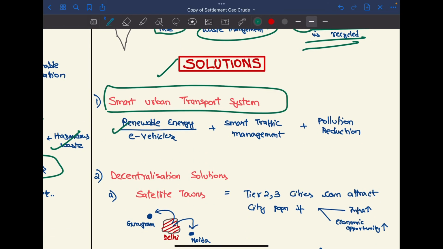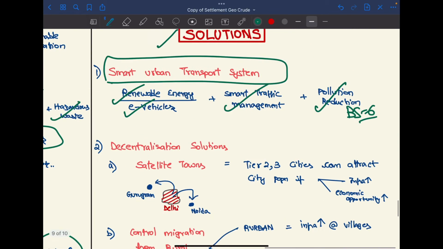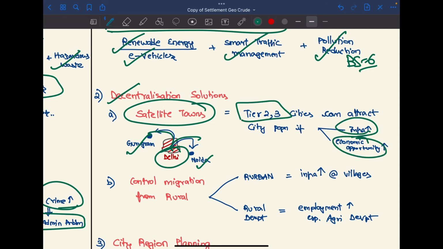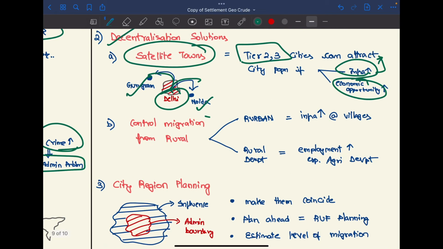This will lead to the use of renewable energy like e-vehicles, smart traffic management, and pollution reduction like implementing BS6, etc. Next, we have decentralized solutions like satellite towns. For example, if you develop Noida and Gurugram more and more, the pressure on Delhi will decrease. Therefore, we must develop tier 2 and tier 3 cities so that they can attract the population and improve the infra in those areas.